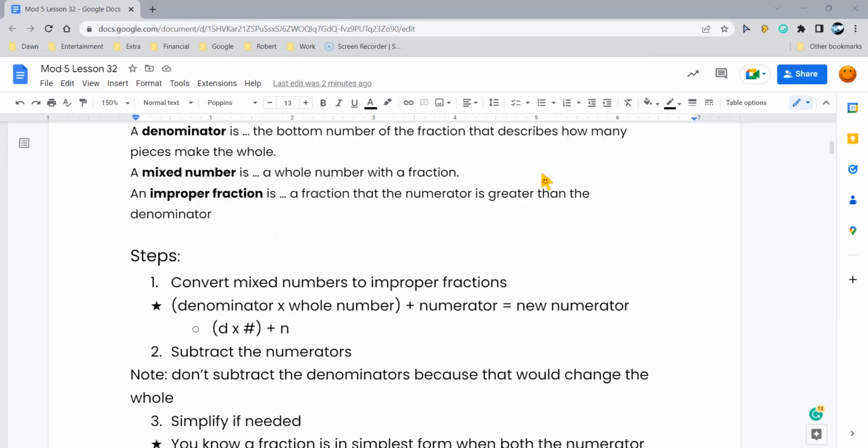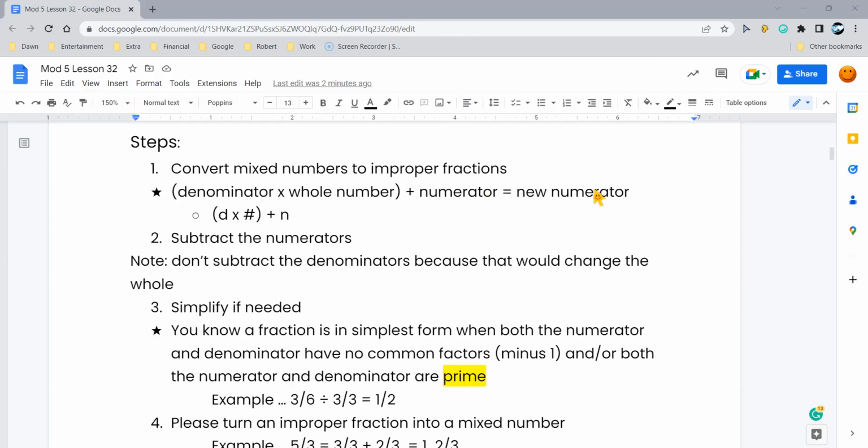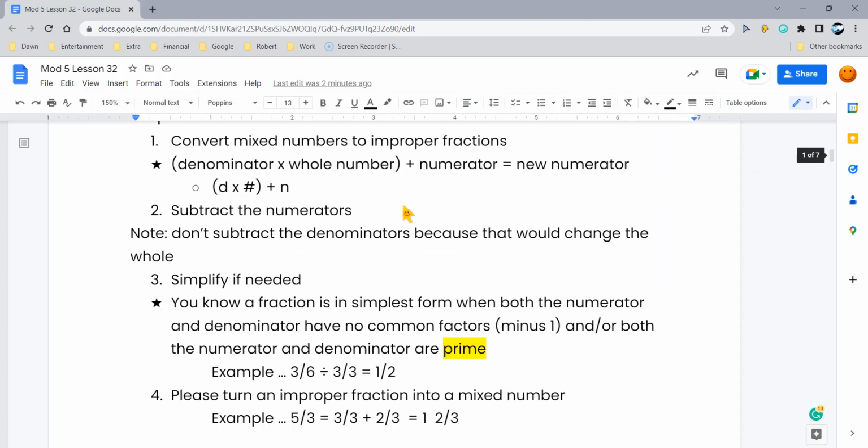Let's go look at the steps and see the differences of adding and subtracting. The first step is the exact same. We're converting those mixed numbers to improper fractions, and we do that by taking the denominator, multiplying the whole number, and adding the numerator, and that gives us a new numerator, and we put that new numerator over the denominator. Step 2 is where we're a little different. We're subtracting the numerators. We've been adding them, but now we're going to subtract them. And we need to make sure we don't subtract those denominators because that'd change the whole. And then step 3 is the same, simplifying if needed.